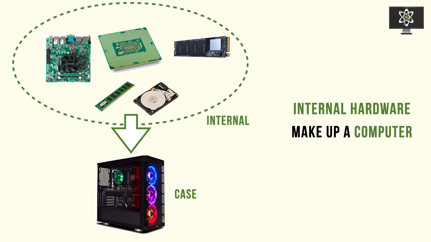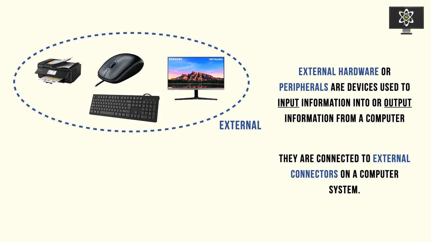Okay, and the whole point of internal hardware as a concept is that we see internal hardware as things that make up a computer. When you think of a computer, you must have internal hardware, and the computer is the internal hardware that it is composed of. Whereas external hardware, typically known as peripherals, are essentially devices that, as I said, are used to interface with the computer, to input information or to output information from a computer.